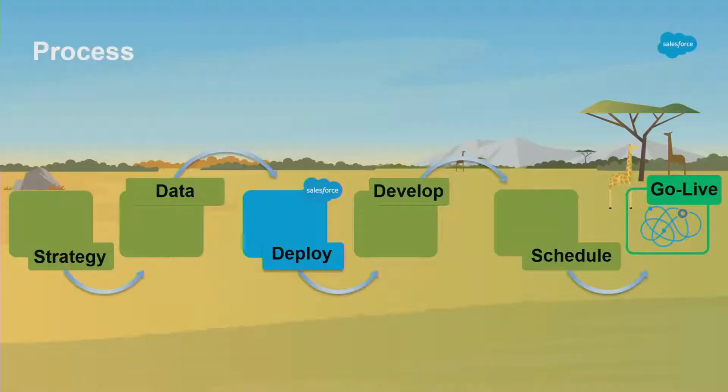All right, so let's talk about the process of implementing, specifically product recommendations. Any good project starts with a strategy or a declared goal. What do we want the end result to be? What do we consider success?